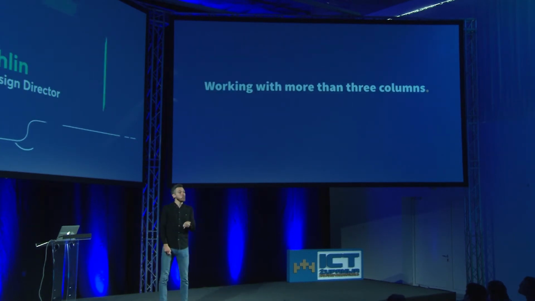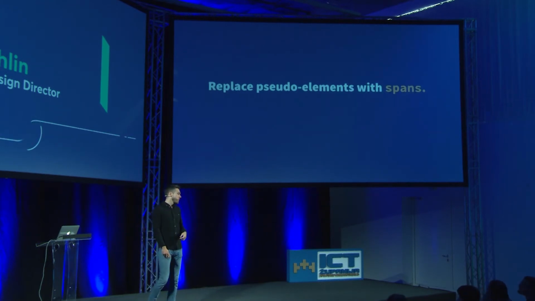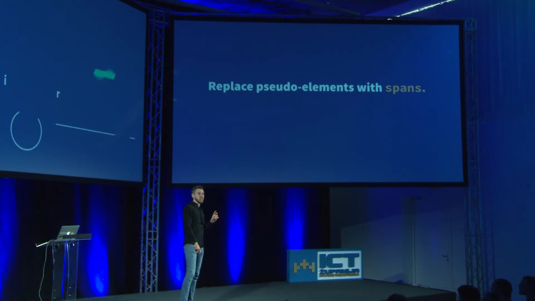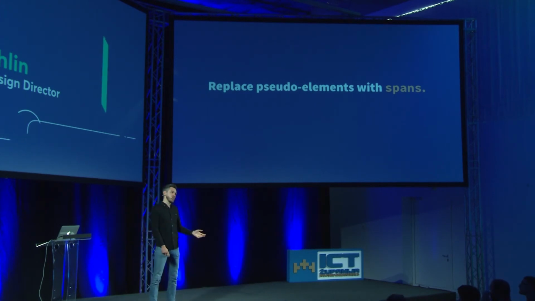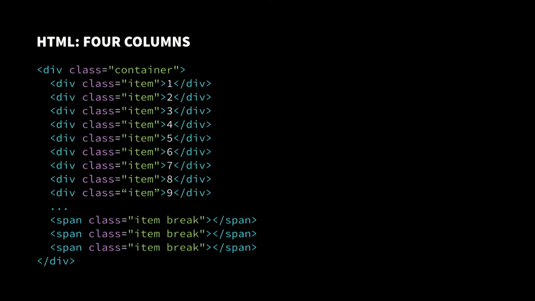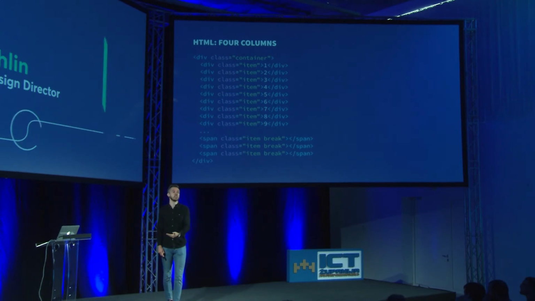Now, we can work with more than 3 columns, but then we have to abandon the pseudo selectors to do something else. So in that case, we need to replace pseudo selectors with spans. There are 2 different ways of selecting children with nth of. There's nth of child, and there's nth of type. So what we need to do is put the line breaks at the very bottom, or at the top, it actually doesn't matter, but you put them somewhere, and you use a different element than you use for content items. So if you have divs for content, you need something else for the breaks.